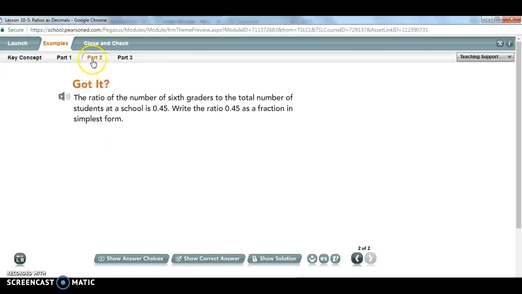I skipped over the part 2 example problem, so if you're following along in the book, just know that I did not do that question, and I went straight to the got it problem for part 2. The ratio of the number of 6th graders to the total number of students at a school is 45 hundredths. Write the ratio 45 hundredths as a fraction in simplest form.